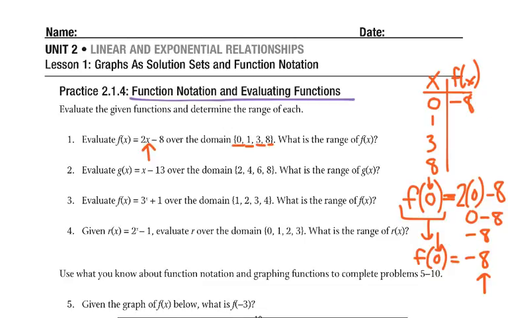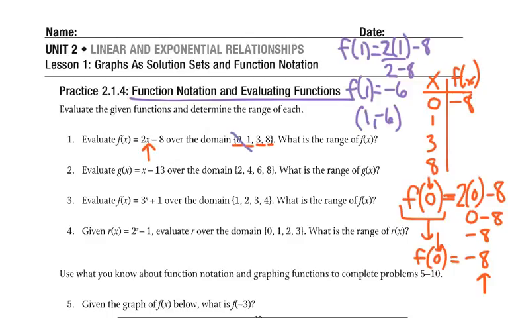I'm going to do that for every single one of these inputs. So f of 1 equals 2 times 1 minus 8. 2 times 1 is 2, minus 8 is negative 6. So f of 1 equals negative 6. That's like the point 1, negative 6. In my table, an input of 1 gives me an output of negative 6. And that's all I do.